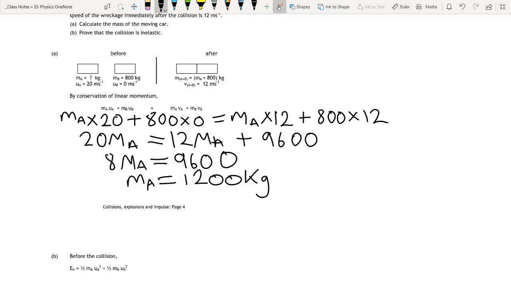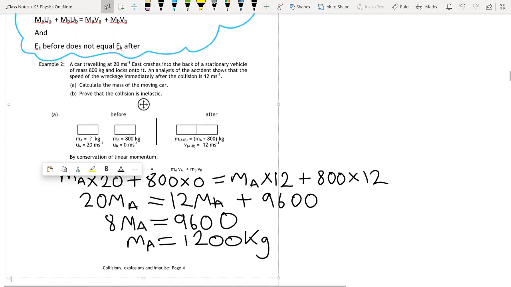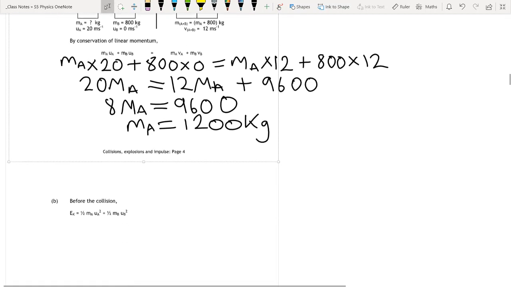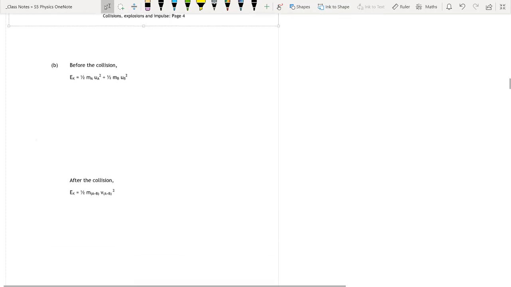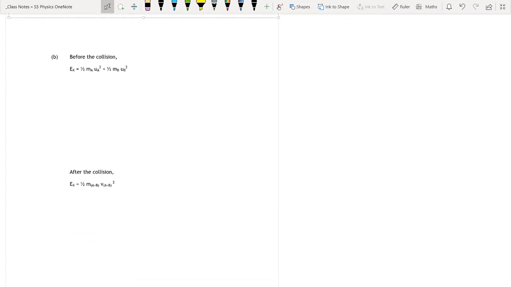Okay, so just using your conservation of linear momentum, you write down the equation first, put everything you know into it, and then it'll be a case of algebra and manipulating the numbers to get to the correct answer. And part B asks you to prove the collision is inelastic. So we know that if it's inelastic, the kinetic energy before will not equal the kinetic energy afterwards.